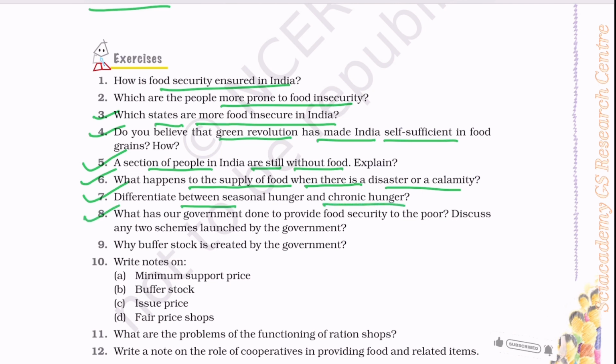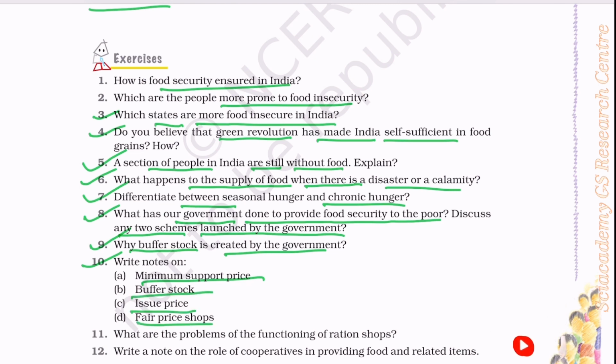8. What has our government done to provide food security to the poor? Discuss any two schemes launched by the government. 9. Why is buffer stock created by the government? 10. Write notes on: a. Minimum support price, b. Buffer stock, c. Issue price, d. Fair price shops. 11. What are the problems of the functioning of ration shops? 12. Write a note on the role of cooperatives in providing food and related items.